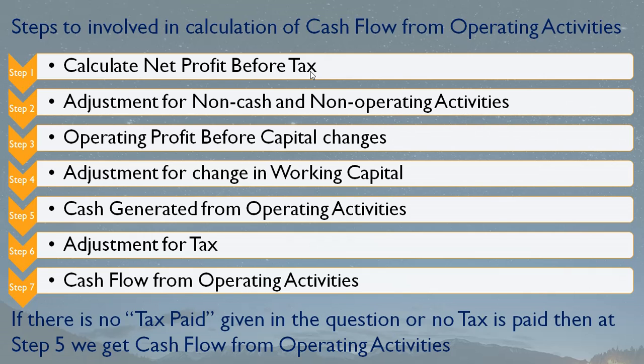Okay, but if there is no tax paid or no information about the tax is given in the question, then at step number 5, we will get cash flow from operating activities. So at that point of time, this step 6 and 7 will be removed. Okay, and in step 5, we will get our answer, that is cash flow from operating activities. Okay, be it negative or positive.